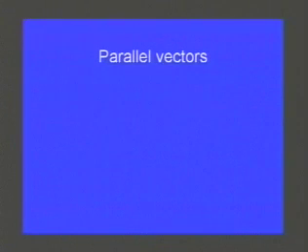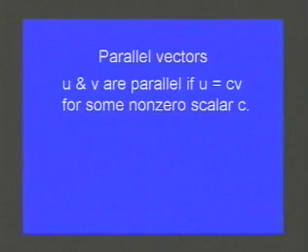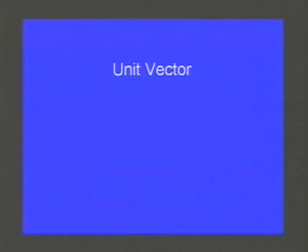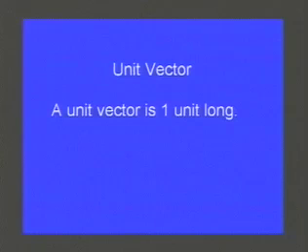Parallel vectors. If you remember, with 2 dimensions, vectors were parallel if u was equal to c times v, or if v was equal to c times u, or basically if one was just a multiple of the other. Okay, so for some non-zero scalar c, if one is equal to c times the other, they're parallel. If that c is a positive number, they're in the same direction. If the c is a negative number, they're in the opposite direction. Okay, so again, nothing new here. A unit vector. How long was a unit vector before? It was 1 unit long. It still is.